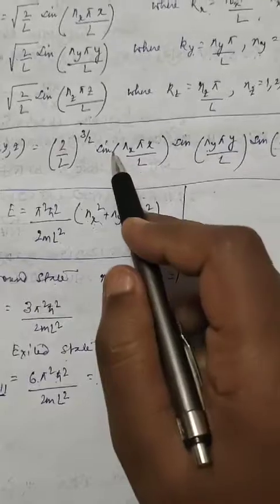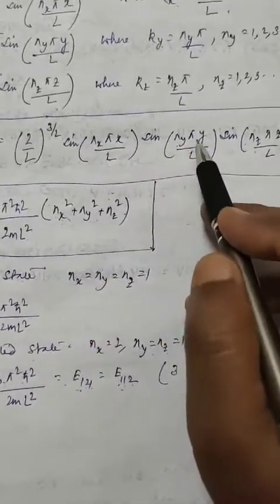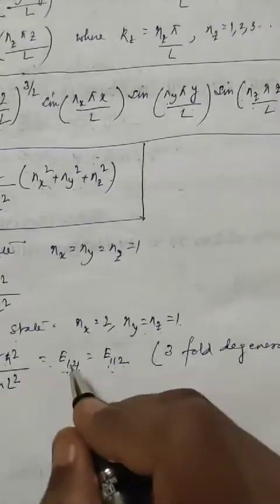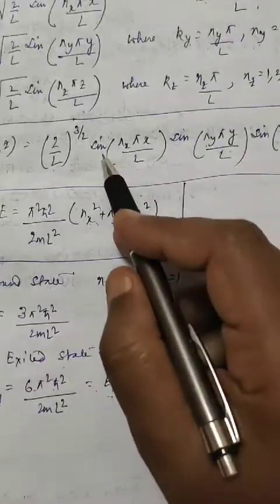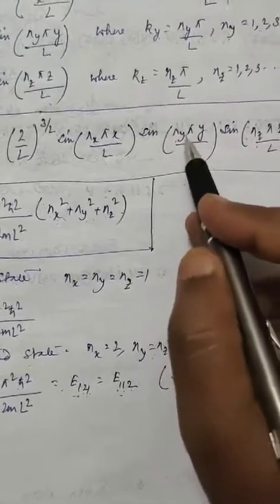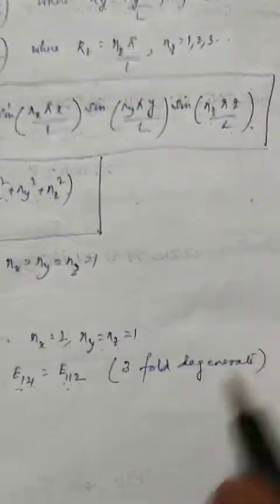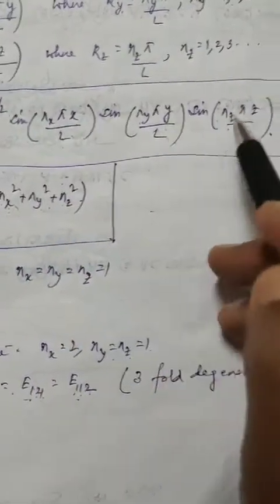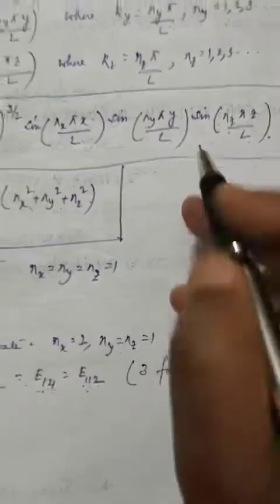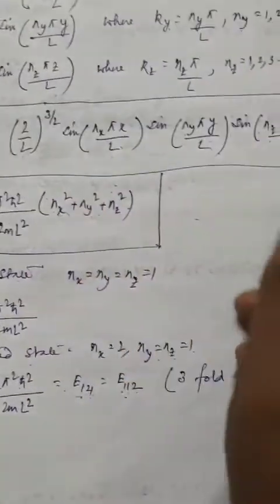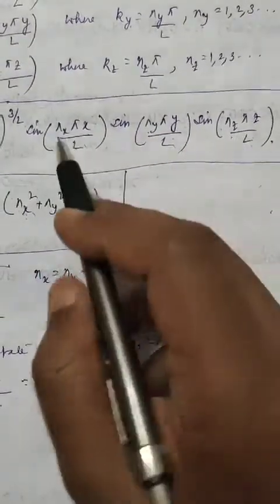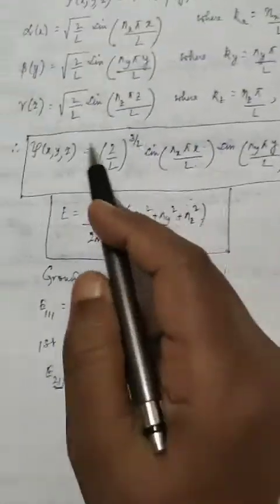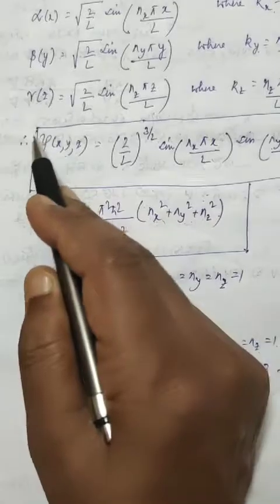So this will be sine 2 pi x by L, sine pi y by L, sine pi z by L. And for this combination, it will be sine pi x by L, sine 2 pi y by L, and sine pi z by L. And for this combination, it will be sine pi x by L, sine pi y by L, and sine 2 pi z by L. You see all these three different combinations of nx, ny and nz, that is 2, 1, 1; 1, 2, 1; and 1, 1, 2, give rise to different wave function psi.